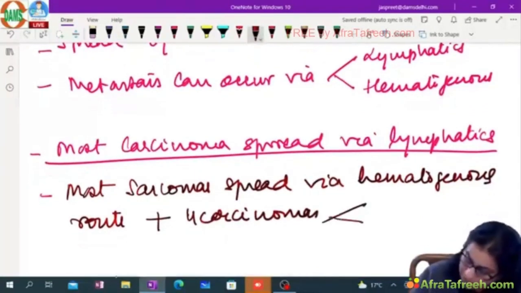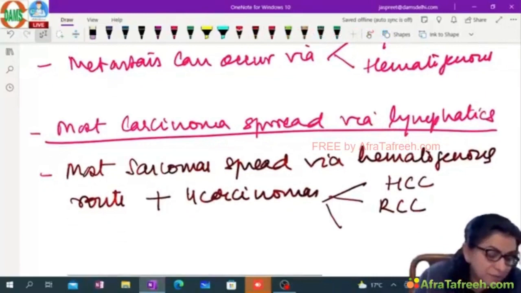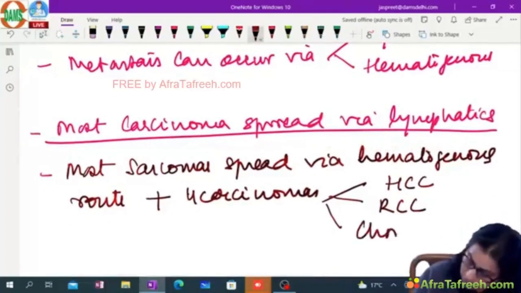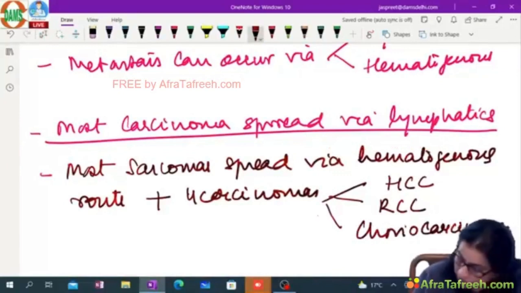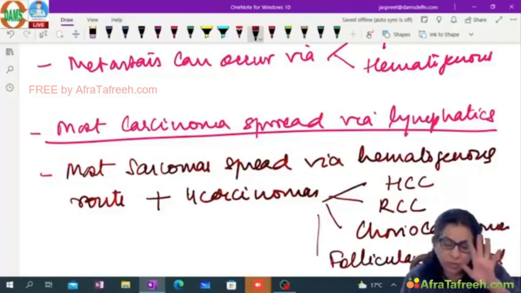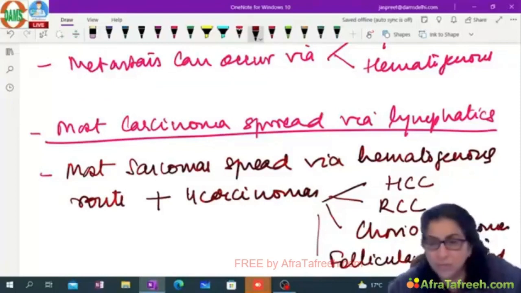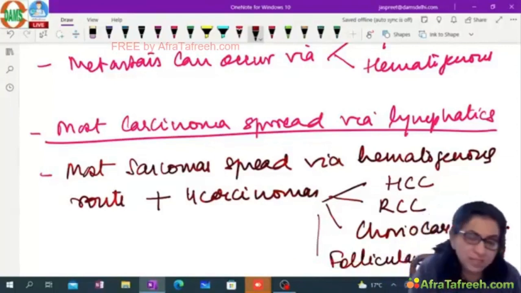Which are these 4 carcinomas? They are hepatocellular carcinoma, that is liver cancer; renal cancer, kidney cancer, that spreads via the renal vein; third, choriocarcinoma; and fourth, follicular carcinoma thyroid. These 4 carcinomas prefer a hematogenous route rather than a lymphatic route. Otherwise, by and large, carcinomas like to spread via lymphatics and sarcomas via the hematogenous route.